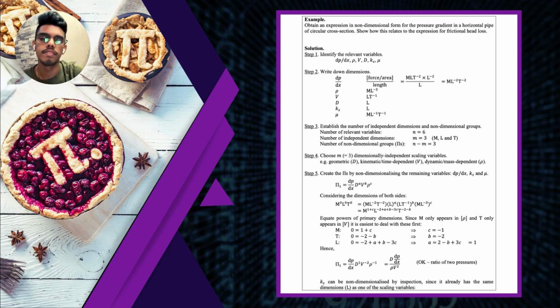So after the calculation, we will get the a value, which is 1, b equals -2, and c equals -1. Later on, we can substitute all the a, b, c values in the pi equation. We will get the general equation, which is diameter times pressure gradient dp over dx, divided by density times velocity to the power of 2. The roughness height can be non-dimensionalized by inspection, since it already has the same dimension, which is L, as one of the scaling variables, which is the diameter.